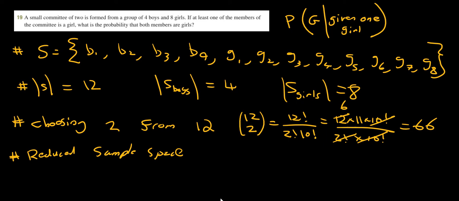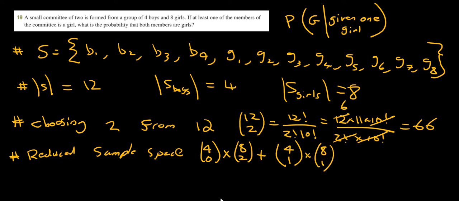So out of the 4 boys, we're choosing 0. And from the 8 girls, we're choosing 2. Now we need at least 1 girl, so from the 4 boys we could choose 1, and then from the 8 girls we choose 1. So this represents girl, girl, boy, girl. And we can do this on our calculator to get 60.